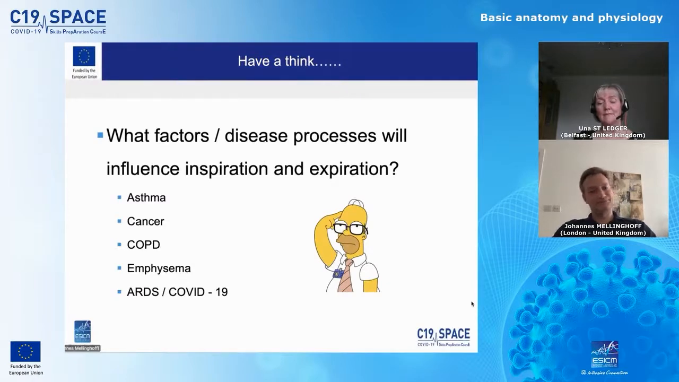So let's have a think. What are the factors and disease processes which will influence inspiration and expiration? I already mentioned one. In asthma, patients find it very difficult to breathe out. That means that the pressure inside the thoracic cavity will increase continuously. But what, for example, happens if you've got a cancer in your lung? If the cancer goes inside of your trachea, then you will find that there is a narrowing, impeding air entry and air movement.